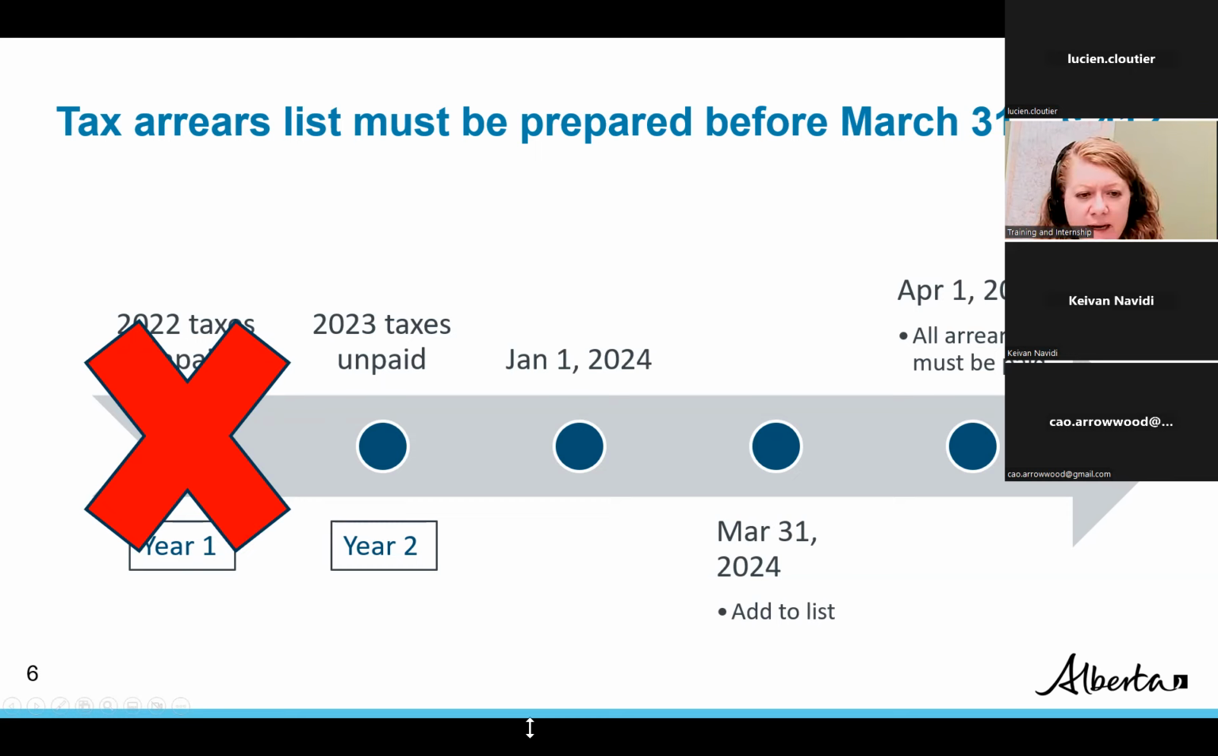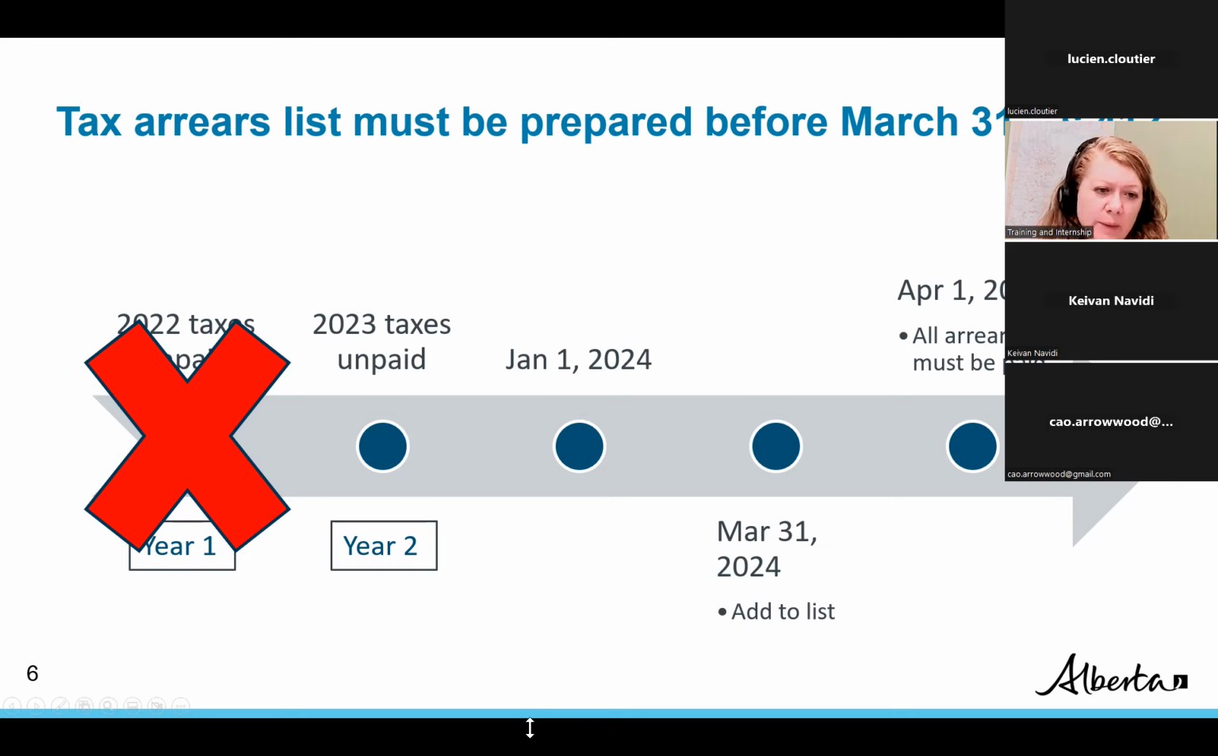What this letter will say is that their property is going to have a tax recovery notification placed on the title, and that they can avoid this action from occurring by paying the outstanding amount of taxes that have been in arrears for more than 1 year, which for 2024 would be the 2022 taxes. This is because taxes must be in arrears for more than 1 year before the tax recovery process is started.